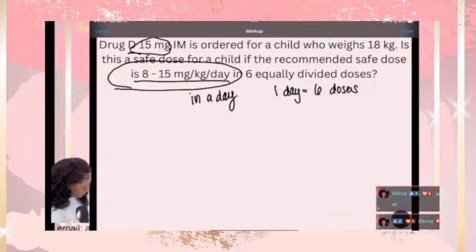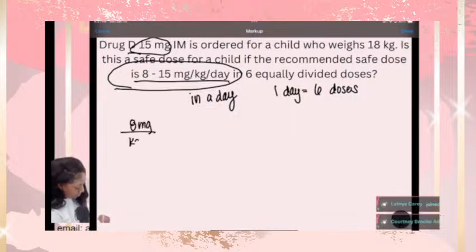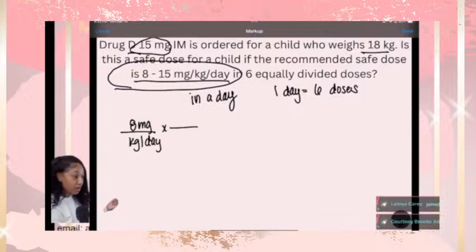All right. So let's find the range. The bottom number is the lowest amount that they can get. The upper limit is the most that they can get without it being toxic, okay? So we'll take 8 milligrams per kilogram per day. And then our weight is already in kilograms, so we don't need a conversion. We can just put 18 kilograms right there, right? So kilograms is crossed out.